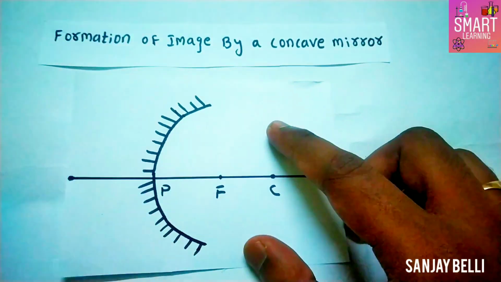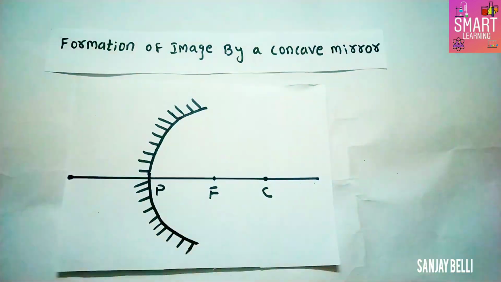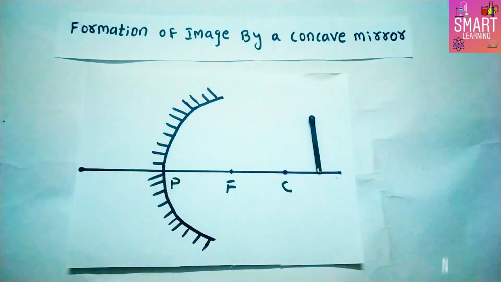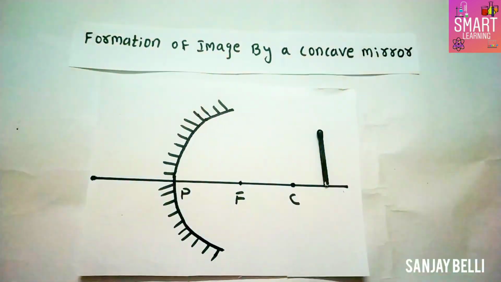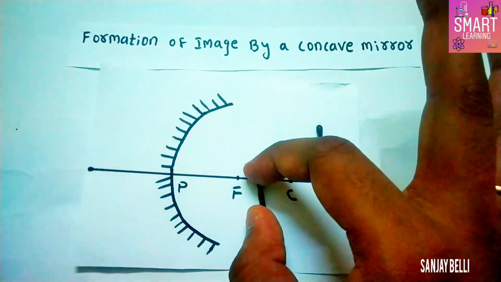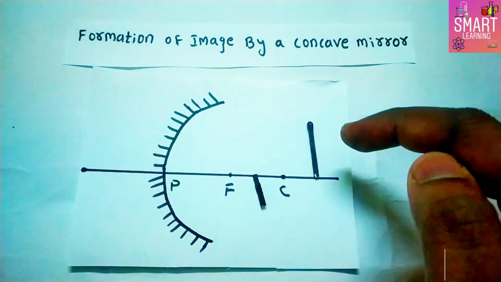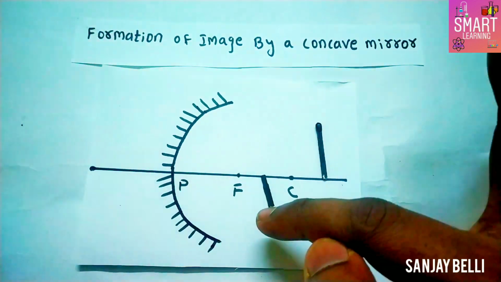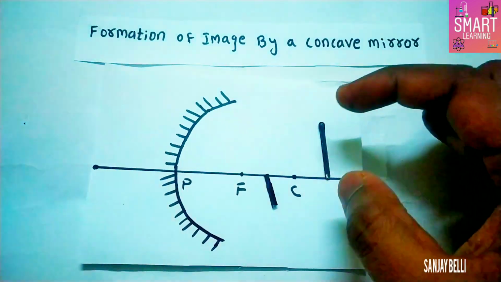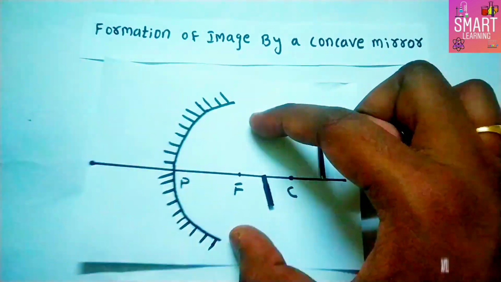Now we will start drawing the ray diagrams for the concave mirror. First I am placing an object beyond C. If I place an object beyond C, an image will be obtained between F and C. That means if you place an object above the principal axis, an image will be formed below the principal axis. And also you can observe here the object size is bigger when compared with the image size.